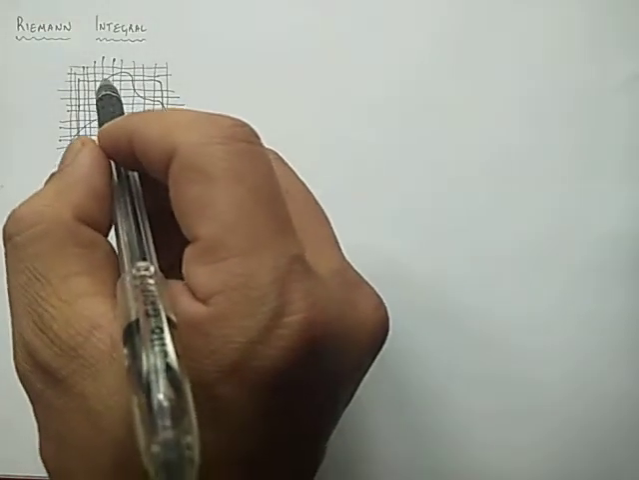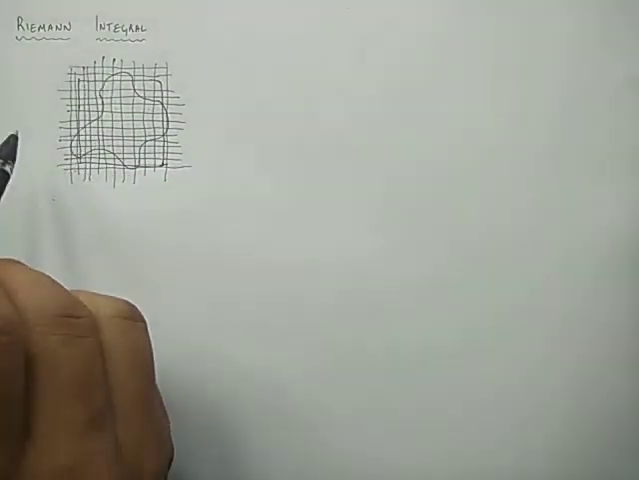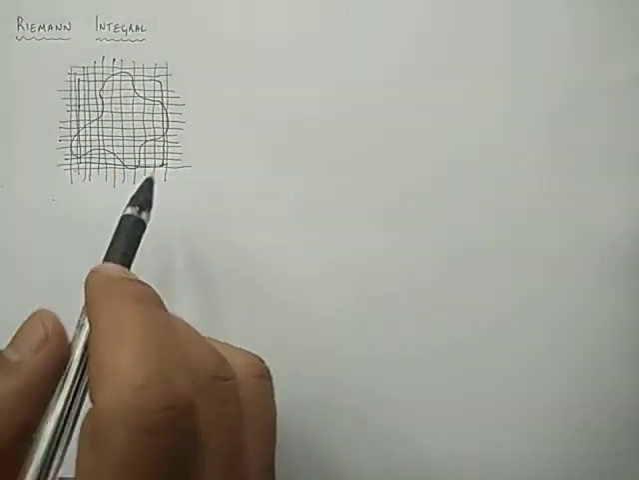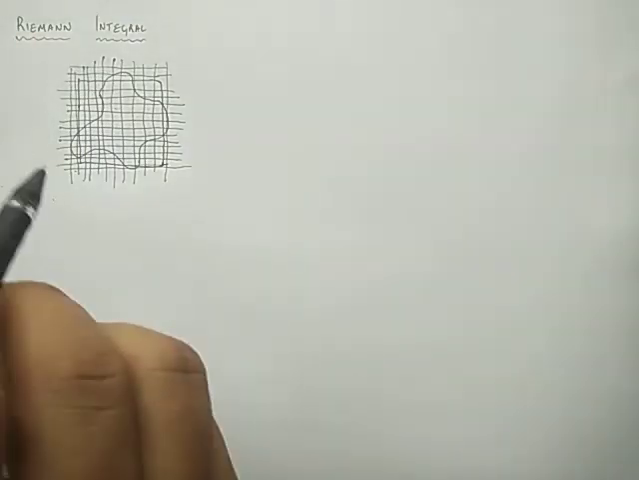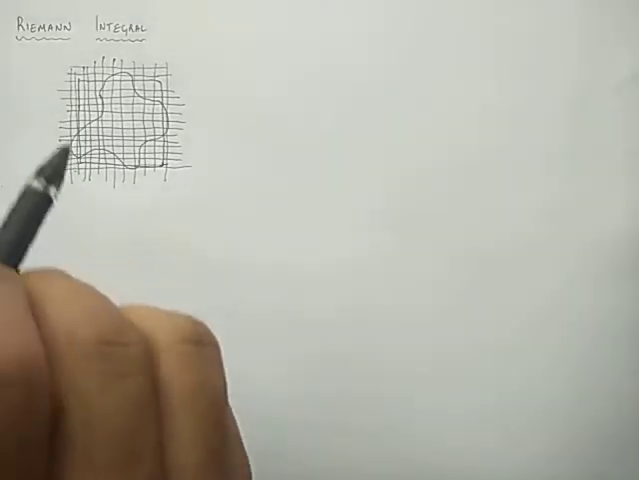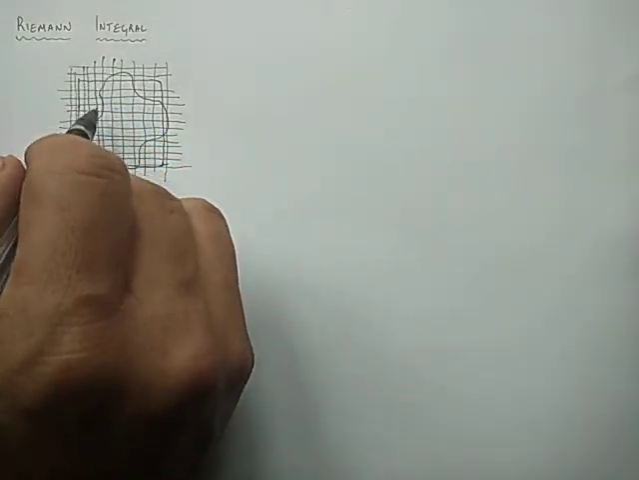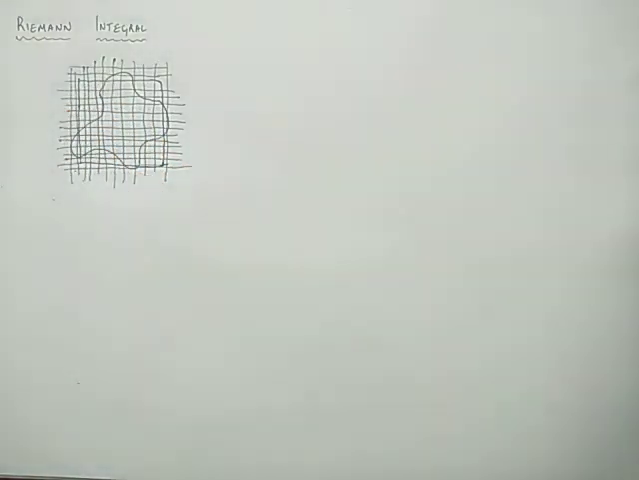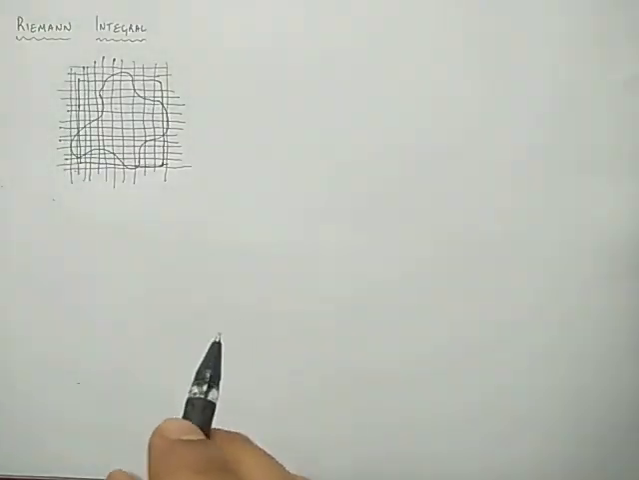The more lines that we draw, vertical and horizontal, the closer we will be reaching to the actual area bounded by this curve. This theory is very similar to the theory that we are going to study.